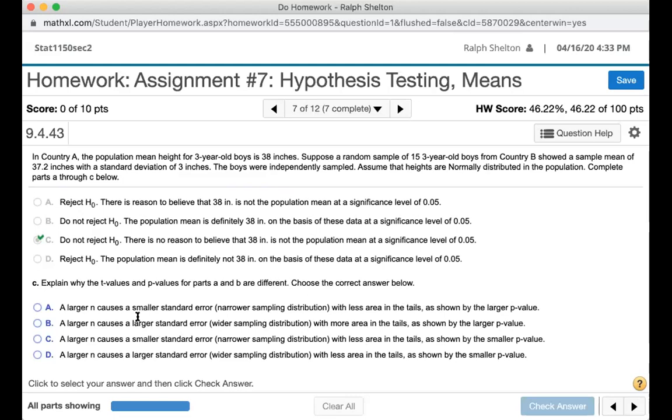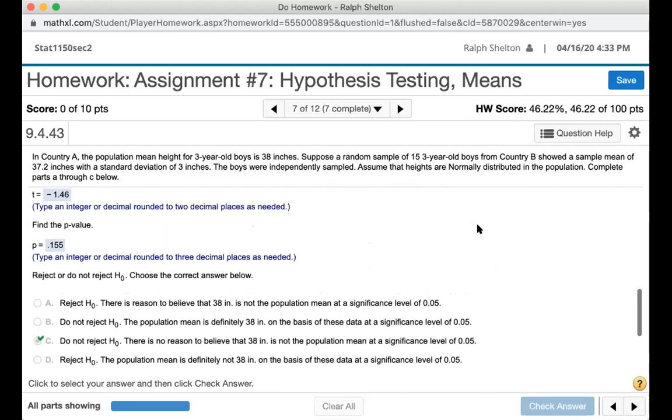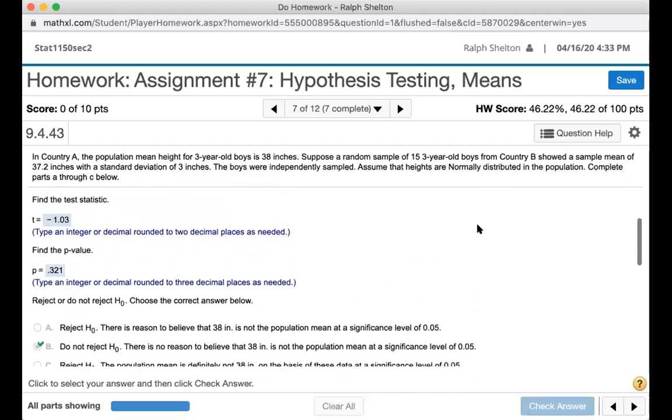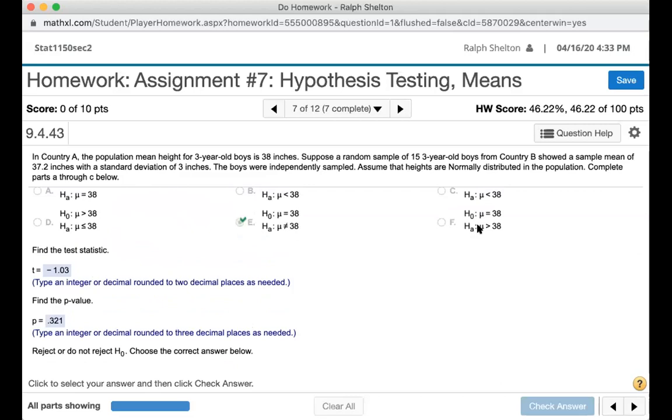Okay, so let's see what else we got for smaller standard deviation. With less area in the tails as shown by the smaller p-values. Okay, so when we did the n equals 30, I don't think we can go back. Can we scroll up here? Oh, we can. Good. So at n equals 15, okay, here's our t and our p-value when our sample size was 15.